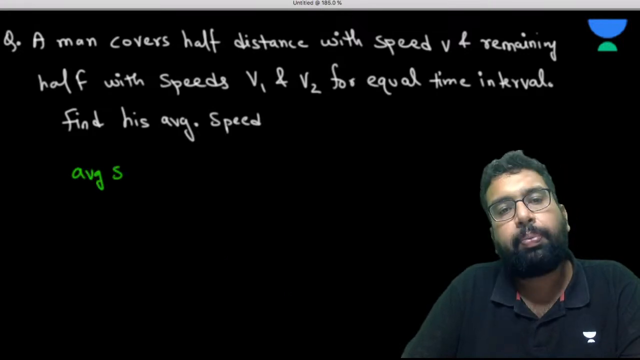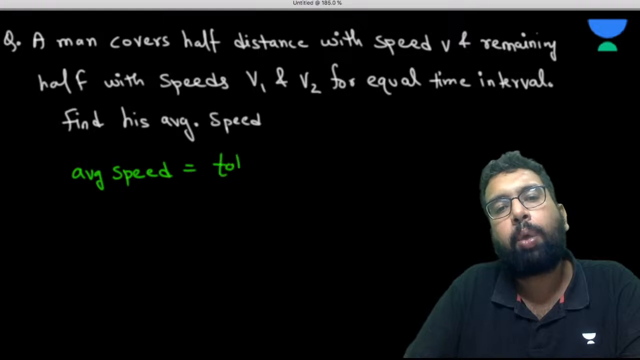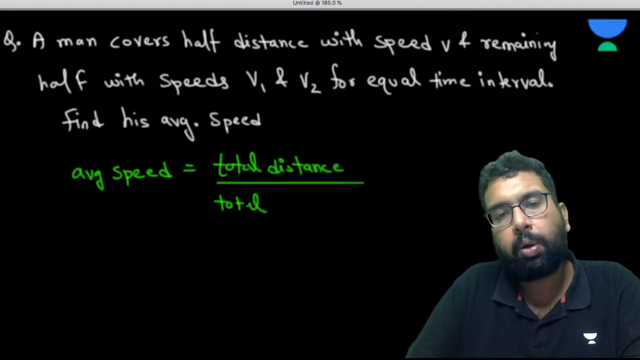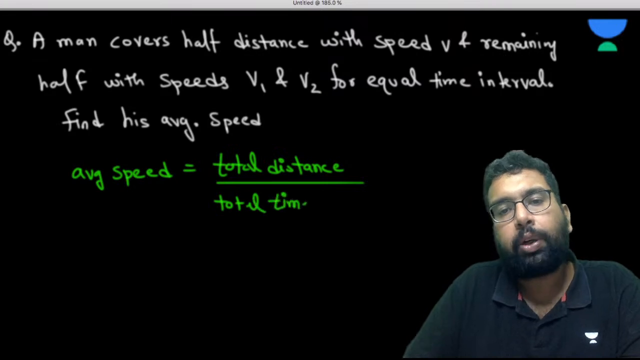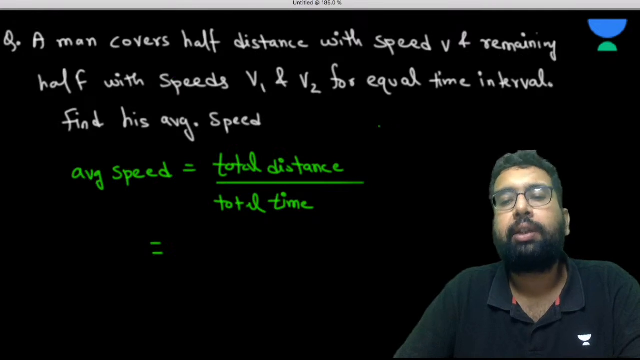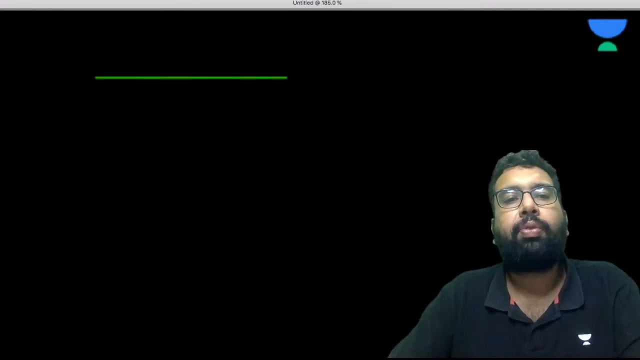So average speed is what? In general, average speed is total distance upon total time. Total distance upon total time. So what is this total distance? It says a man covers half distance.